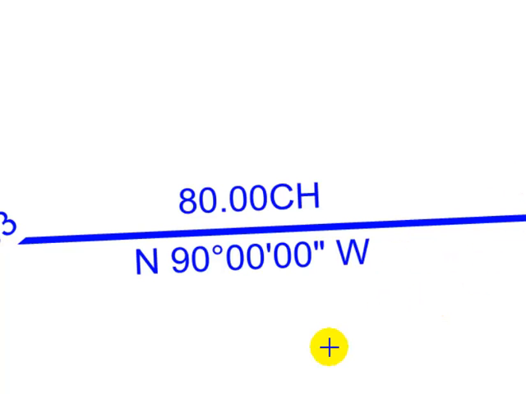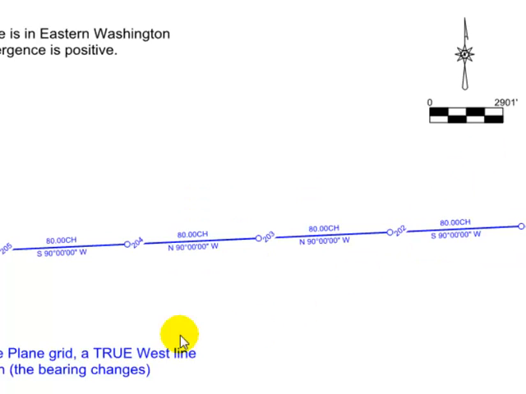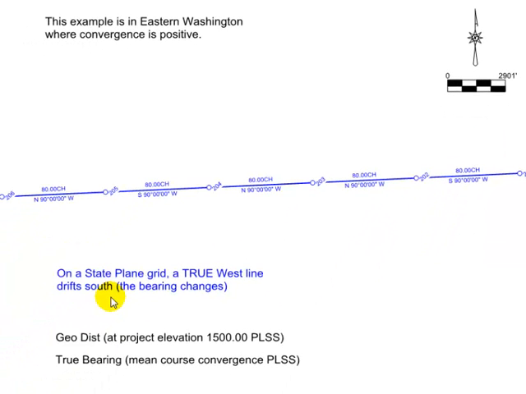Okay, so I'm getting just what I expect with this north 90 degrees west and 80 chains that matches the input that I gave it. And if we look at the text here, we see that on a state plane grid, a true west line actually drifts south, so the bearings are actually changing. And again, we put the variables in here that remind us that we're actually plotting a geodetic distance at project elevation and a true bearing based on the mean course convergence.